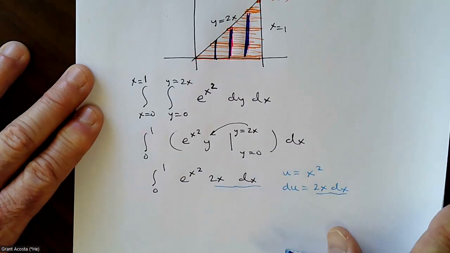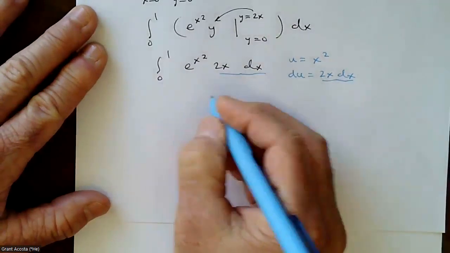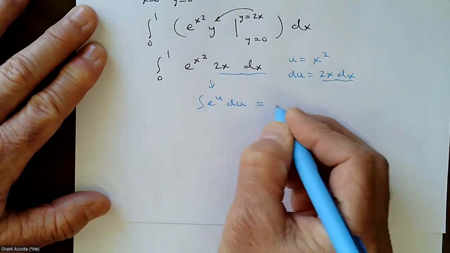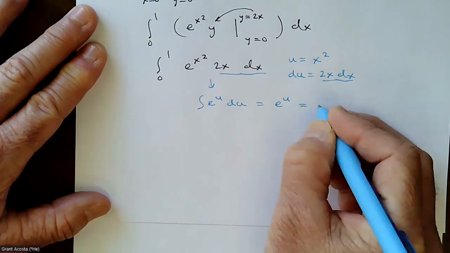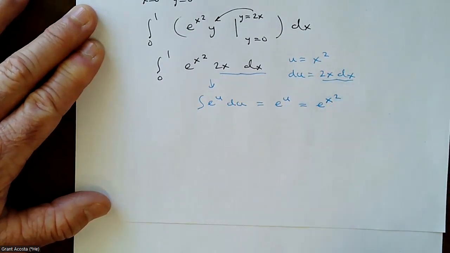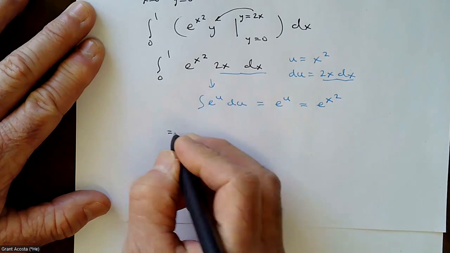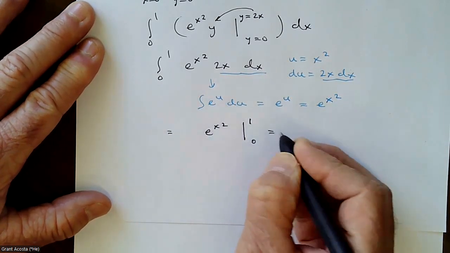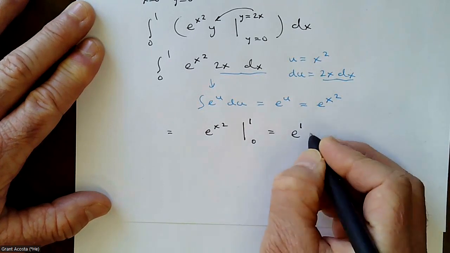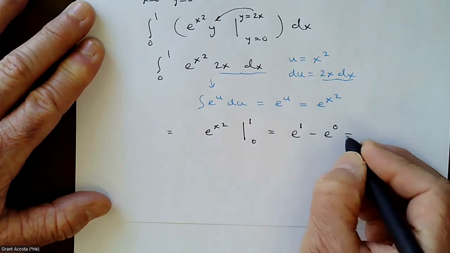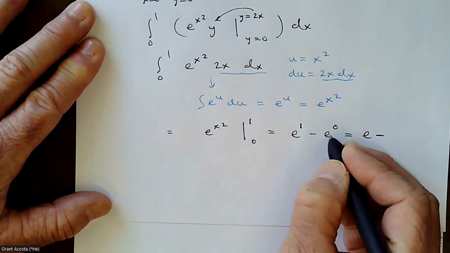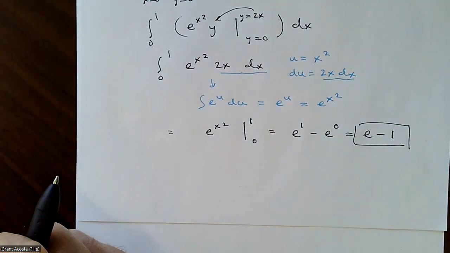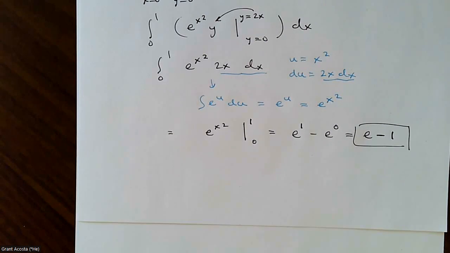So this is really just the integral of e to the u du, which is e to the u, or in this case, just e to the x squared. So I'm going to get e to the x squared evaluated from 1 to 0. E to the 1 minus e to the 0. E to the 0 is just 1. So this integral has a value of e minus 1.